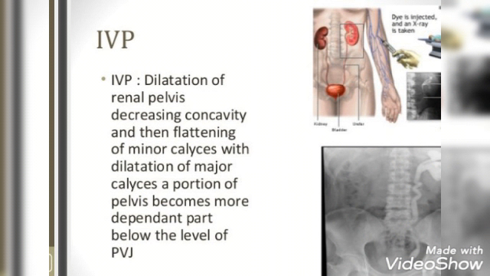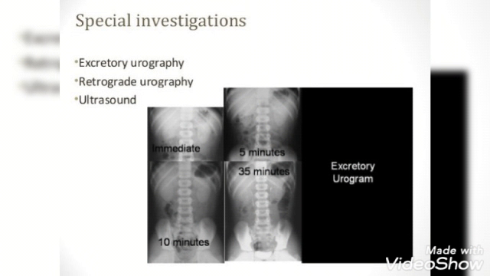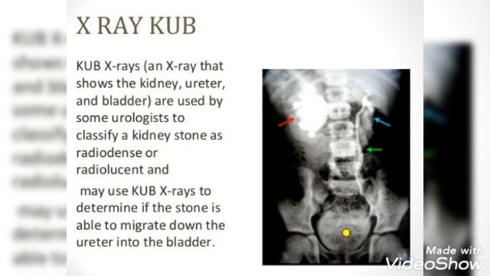It will detect the dilatation of renal pelvis. A dye is injected and X-ray is taken. Other special investigations include excretory urography, retrograde urography, and ultrasound. X-ray KUB.